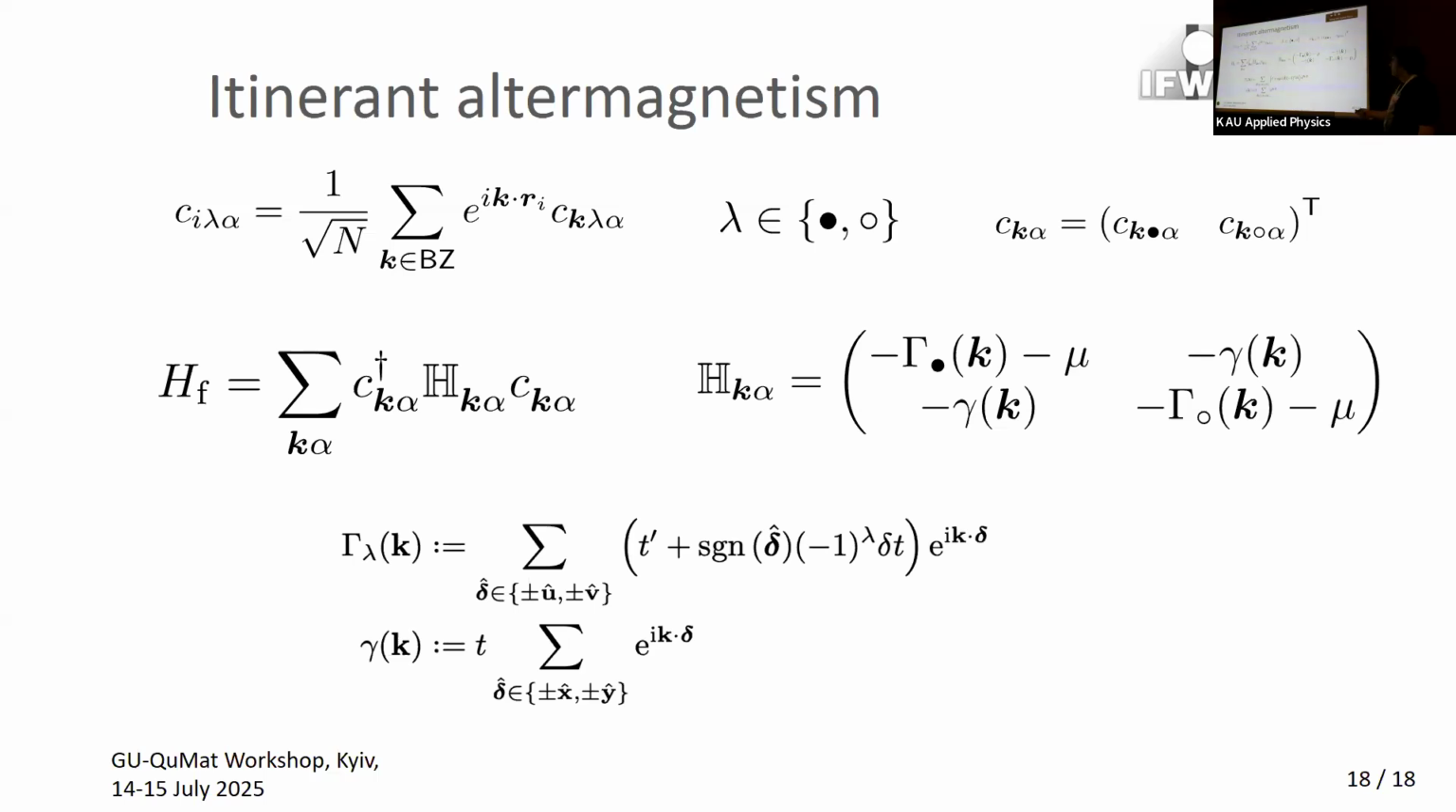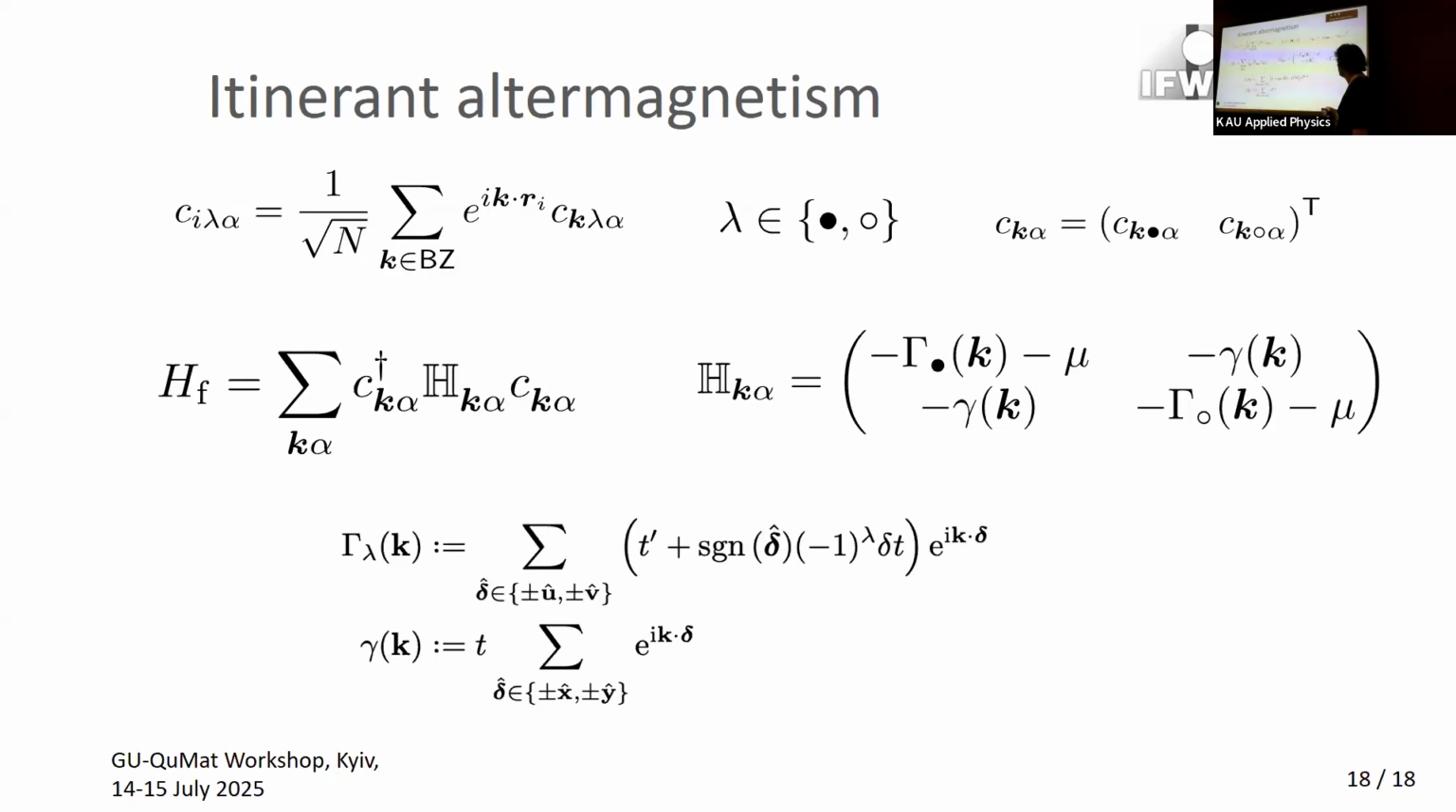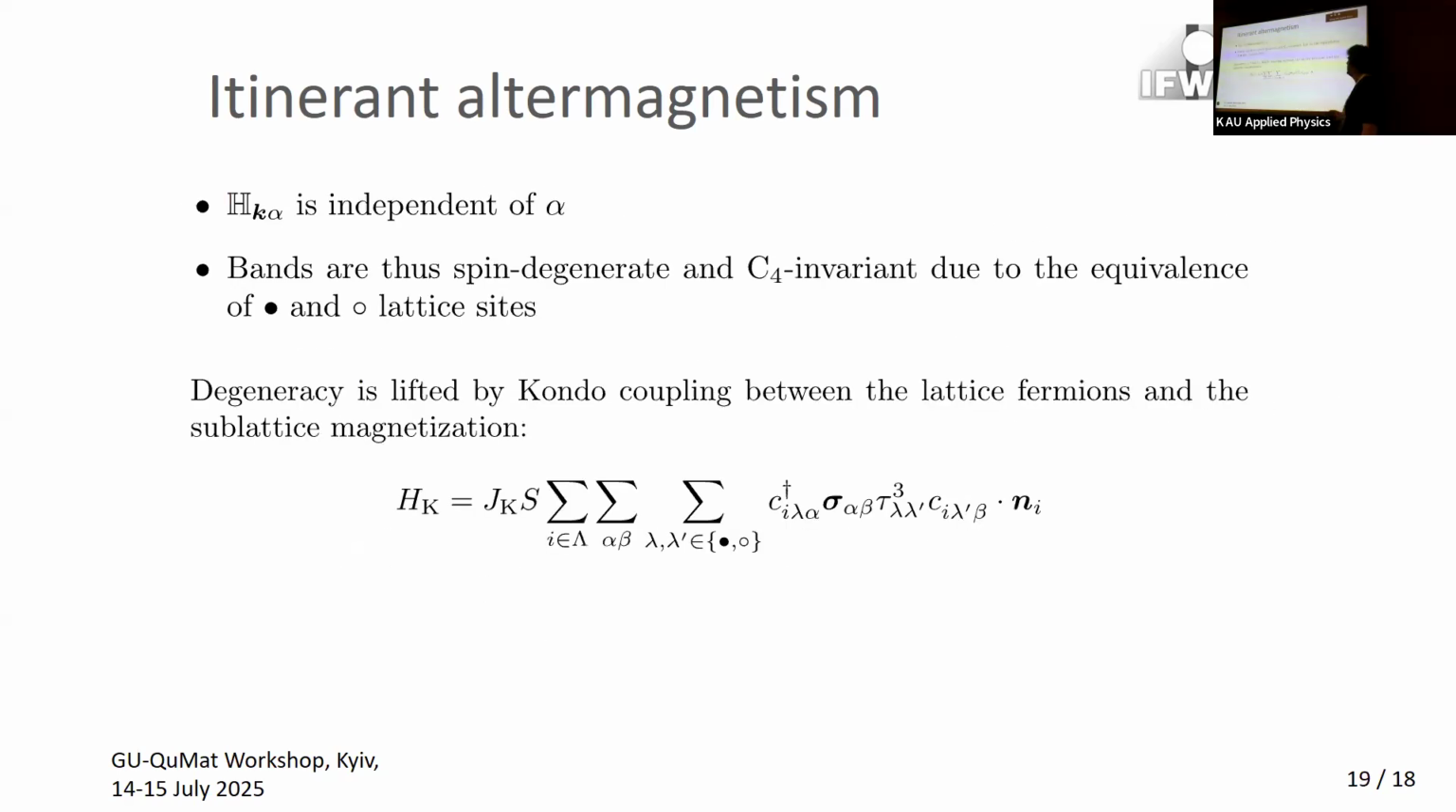So the free theory becomes a matrix theory, and you can solve it very easily. You get a theory that has, well, if you look here, two things that happen. First, the first quantized Hamiltonian, this matrix that is here, is independent of alpha, independent of spin. Events are spin degenerate, C4 invariant, also due to the equivalence of black and white sites.